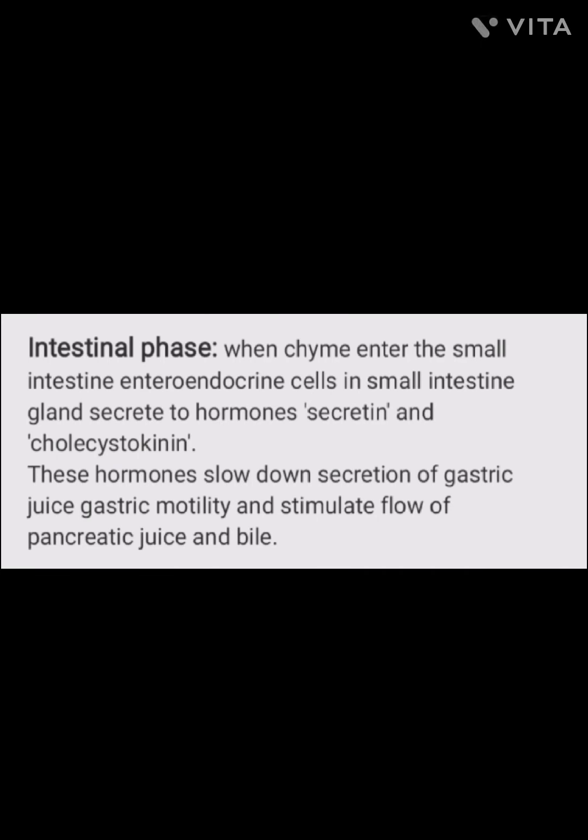The next, intestinal phase. In intestinal phase, small intestine secretes two hormones. They are secretin and cholecystokinin. These two hormones slow down secretion of gastric juice, gastric motility and stimulate flow of pancreatic juice and bile.